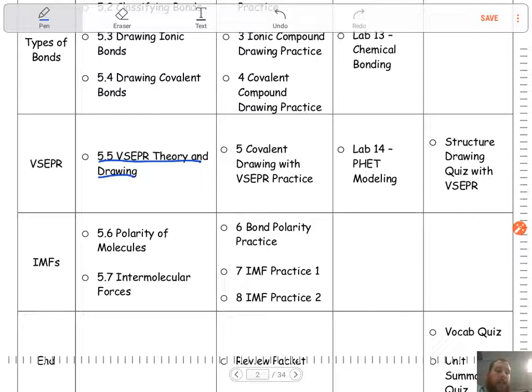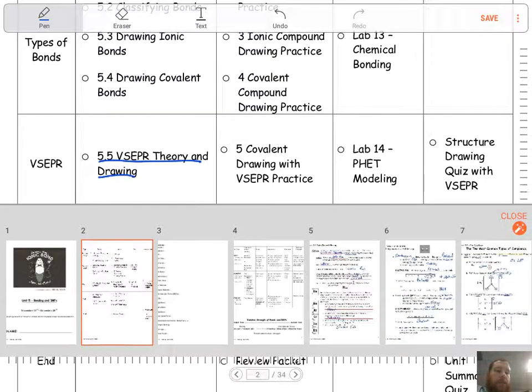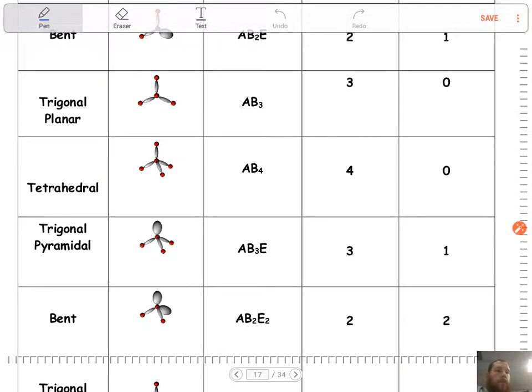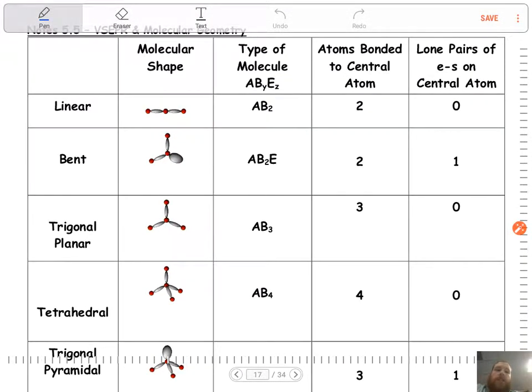We're going to be on page 17 in your notes. Okay, so if you have questions and you want more practice with drawing covalent bonds, because I know that there's a lot going on with those, you're going to get more practice with that here.